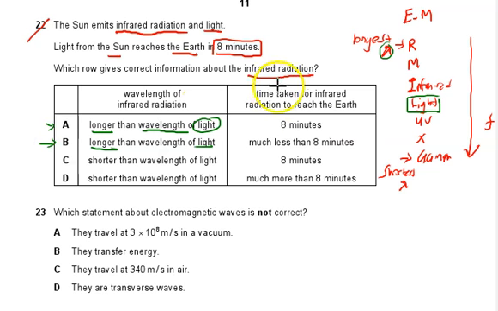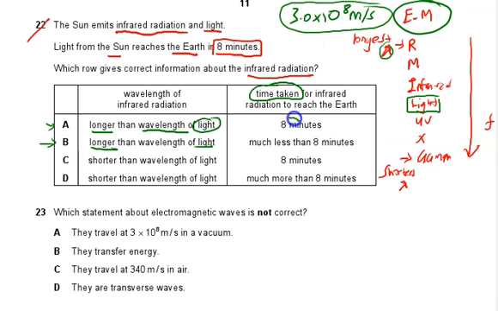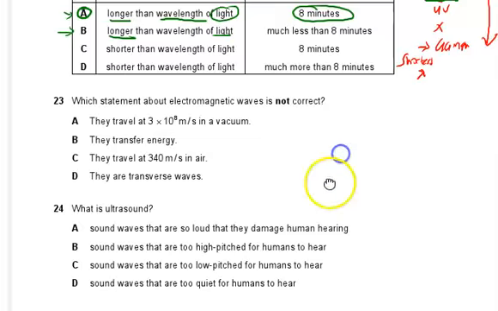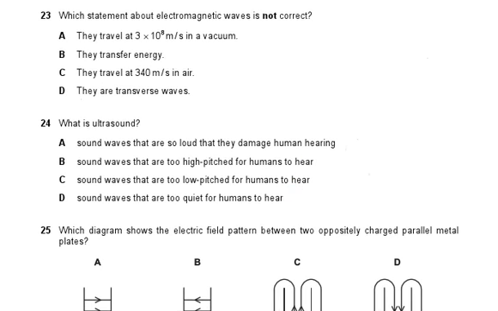If you look at the time taken, the speed of all the EM waves is the same, which is 3 multiplied by 10 to the power of 8 meters per second. So it should be 8 minutes at the same time. So your answer here will be A. Okay, now we move to 23.